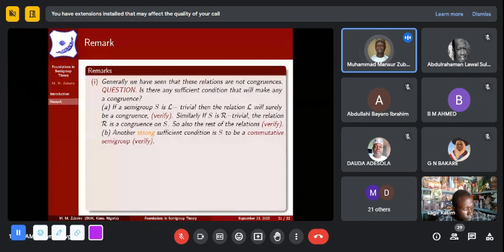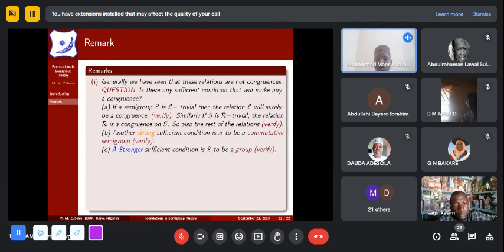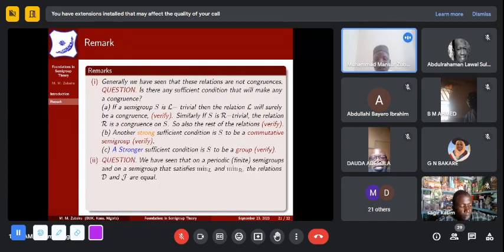Another case is S being a commutative semigroup. Of course, if S is a commutative semigroup, the two relations L and R will surely be congruences. You can also verify this. And we have seen that in a commutative semigroup, L, R, D and J are all the same. A stronger sufficient condition is S being a group. This you can as well verify. Once S is a group, all the relations will surely be congruences on S.